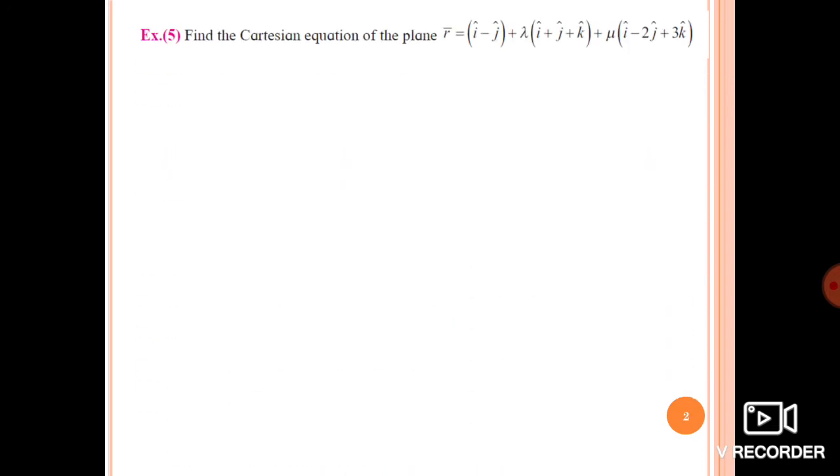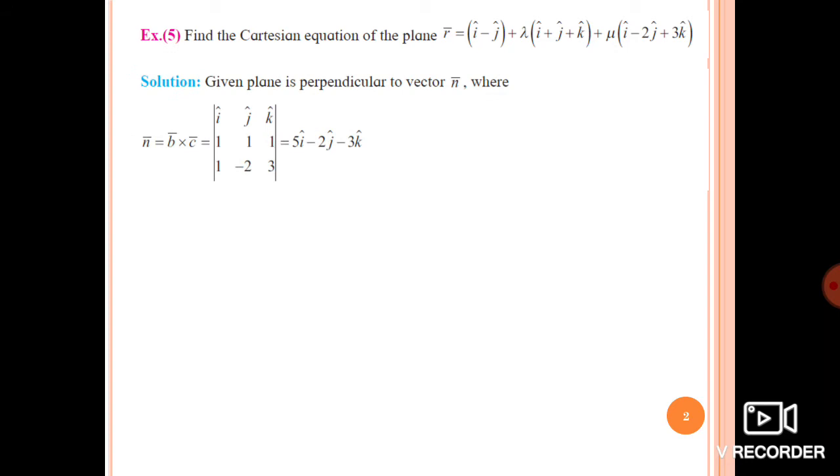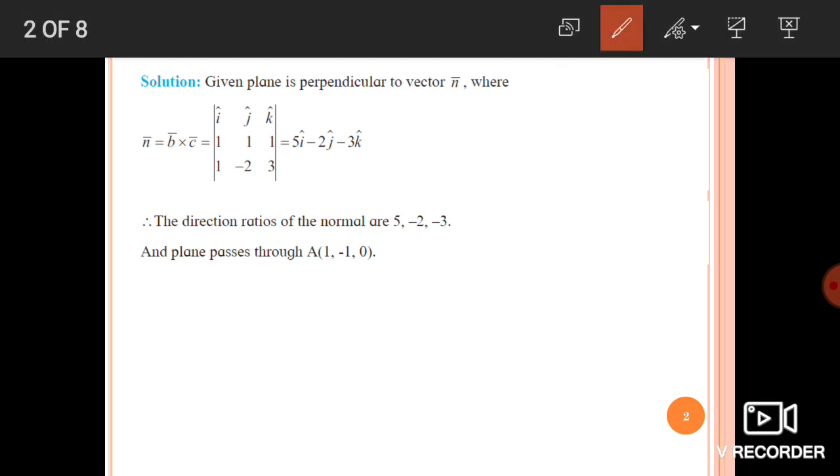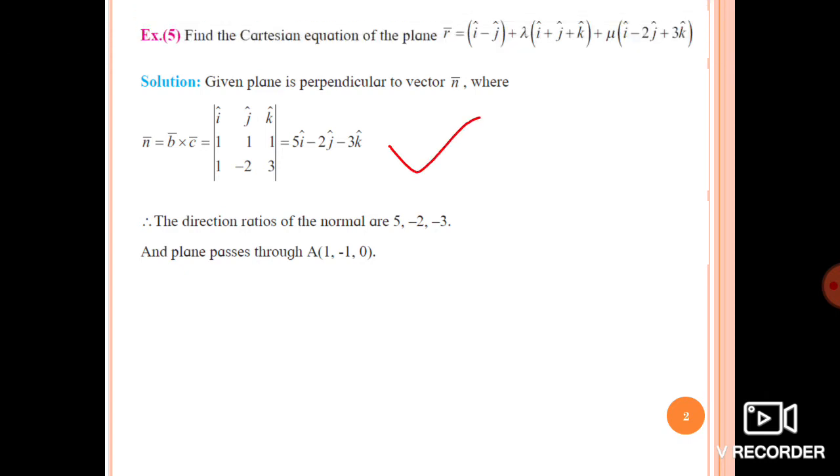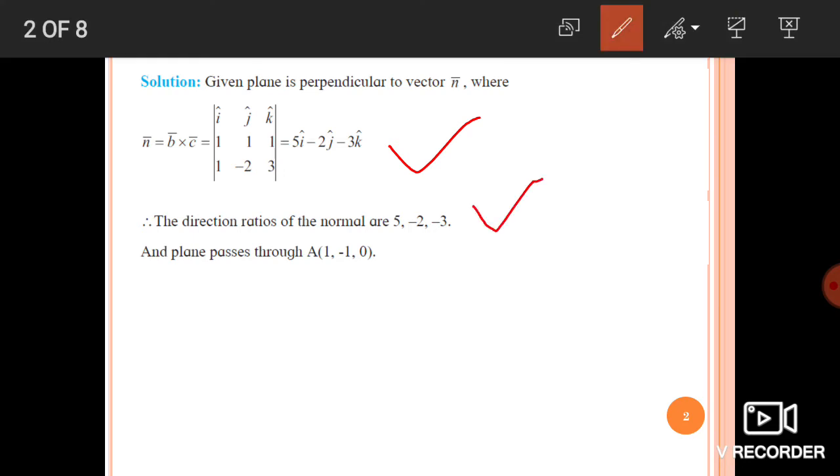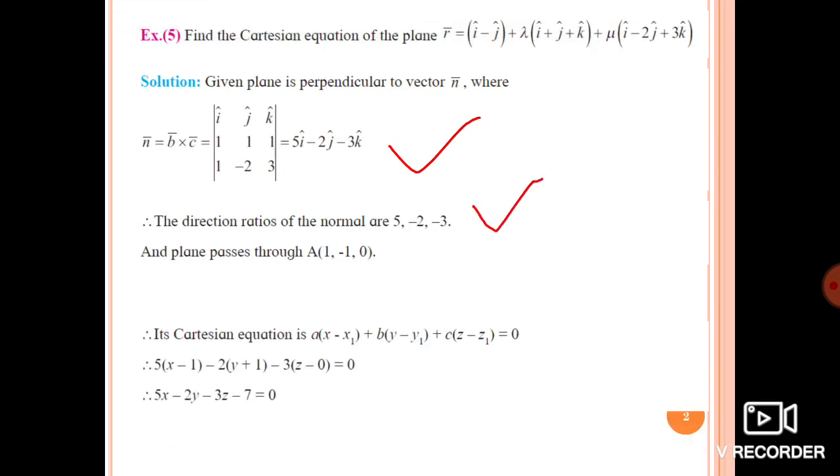Next problem, find the Cartesian equation of the plane r bar equal to (i - j) + lambda (i bar + j bar + k bar) + mu (i - 2j + 3k). The given plane is perpendicular to vector n bar, where n bar equal to b bar cross c bar. We will get b bar cross c bar as 5i - 2j - 3k. The direction ratios of the normal are 5, -2, -3 and the plane passes through A(1, -1, 0).